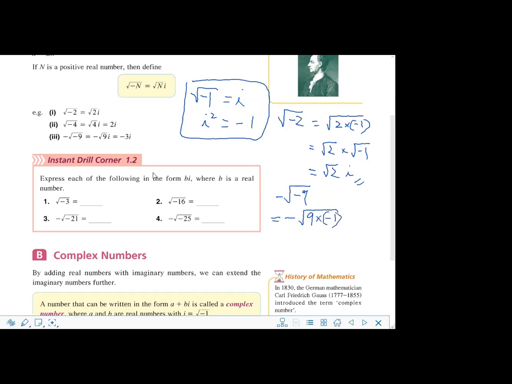Split the -9 into 9 times -1. Then we split the square root into 2 parts: square root 9 times square root of -1. The square root 9 can be simplified to 3, and then the square root of -1 is changed to i. So that is the final answer, in terms of i. Good.